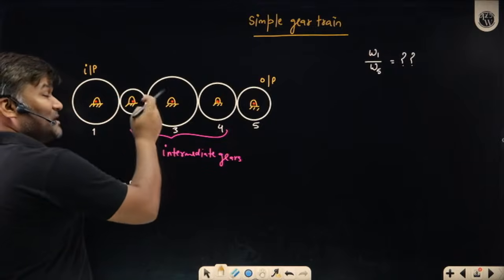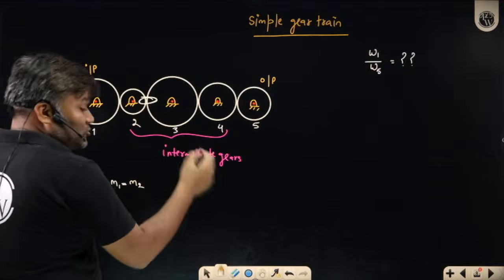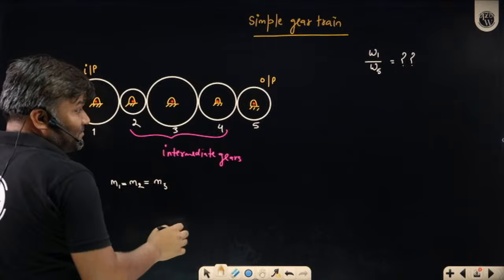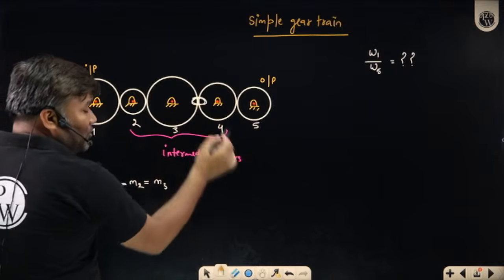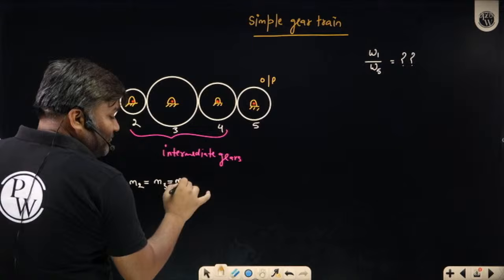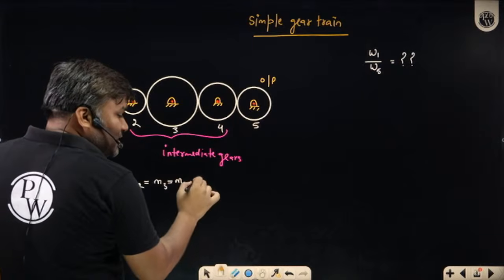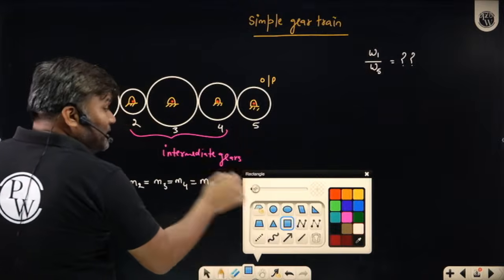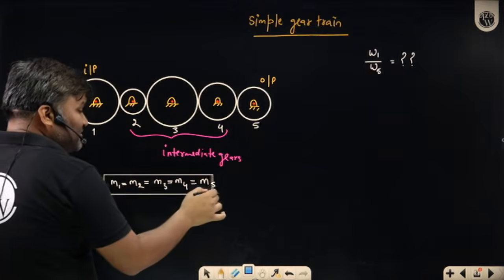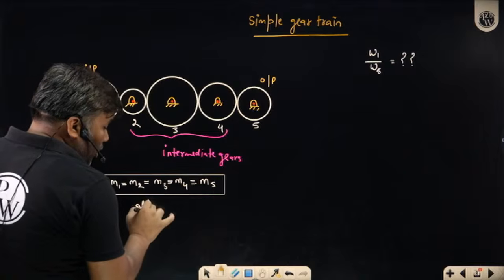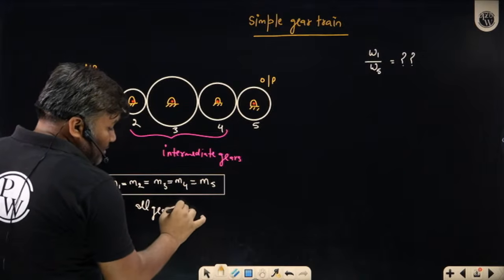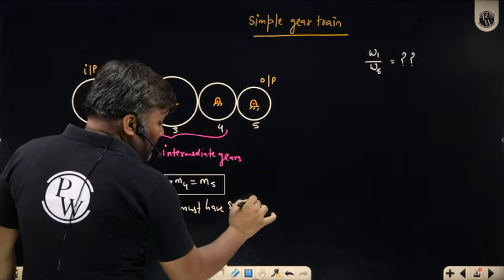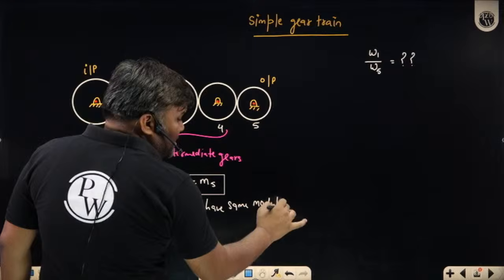And this 2 is meshing with 3. So M2 and M3 must also be the same. Sir, 2 and 3 must have the same module. 3 is also meshing with 4, so M3 must be the same as M4, and 4 is meshing with 5, so M4 must be the same as M5. That means all the gears you are using here must have the same module. All gears must have the same module, and this is a very big condition, beta.